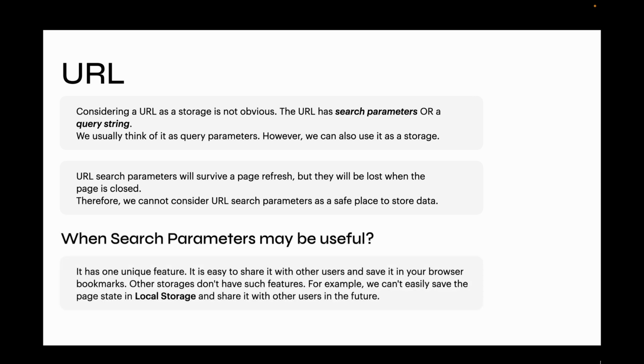So, when may search parameters be useful? They have one unique feature. They are easy to share with other users and can be saved in your browser bookmarks. Other storages don't have this feature. For example, we can't easily save the page state in local storage and share it with other users later.